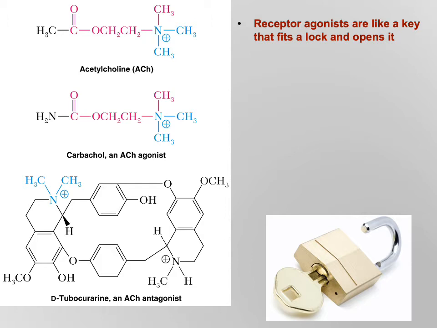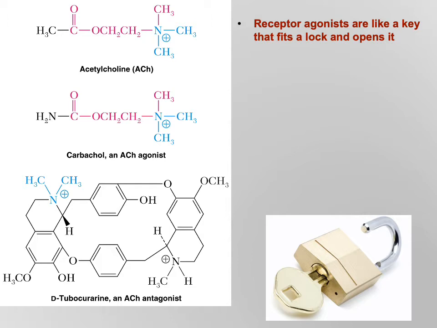So take the example of acetylcholine. There you can see in the upper left, that's an acetylcholine molecule. Notice it has that purple part and the blue part. Then notice right below it is carbachol, which is an agonist. It will unlock the acetylcholine receptor. Then in the very bottom is tubocurarine, which is an antagonist. That will block the receptor. So you see, that's what's going on.